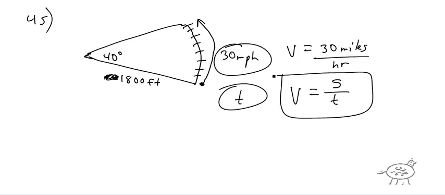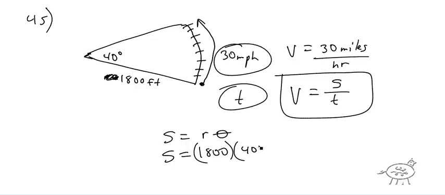All right. So what I'm going to do is let's just kind of plug things in, and we know it's 30 miles per hour, and do I know my arc length? Okay. Well, yeah, I can get my arc length. Isn't s equal to r theta? Okay, well, sounds good to me. S equals r, which is 1,800, and theta is 40 degrees.